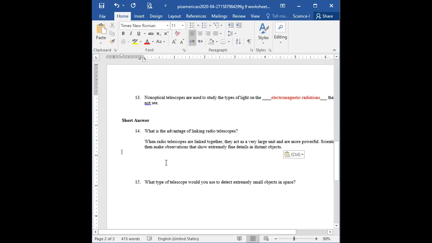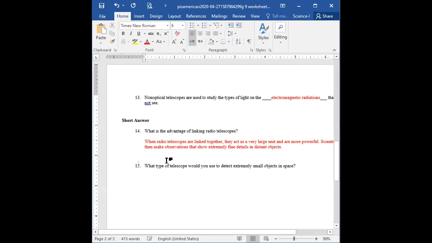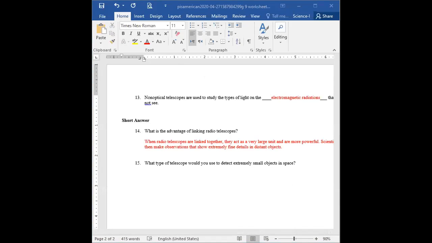Good here. So we said that when radio telescopes are linked together, they act as a very large unit and they are more powerful. So they could make more observations and extremely fine details about the objects in space. So that's very clear. Okay. Any hard question here, guys? Any question until this moment? Everything is clear? Yes. So let's pass to question 15 here.